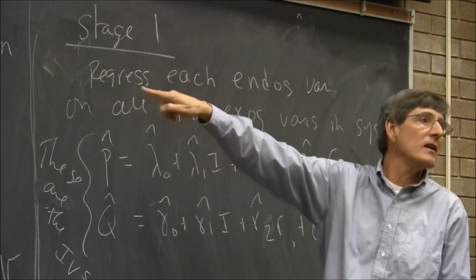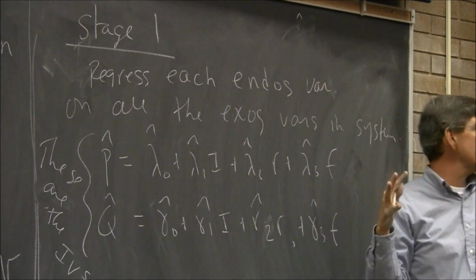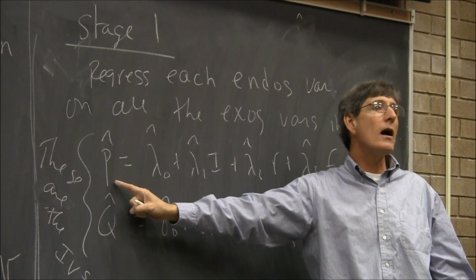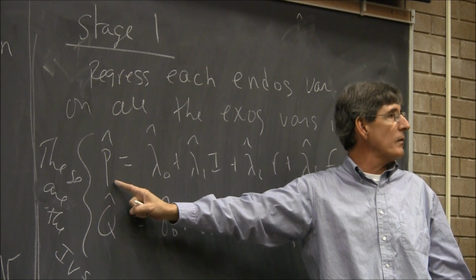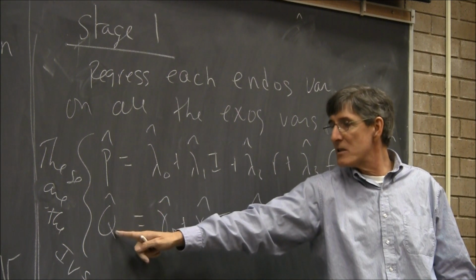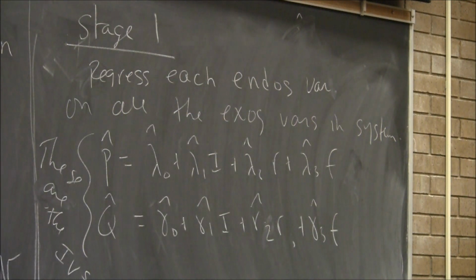AX2 plus BX3 plus CX4. It's just the x's. It's just the exogenous things. So this is exogenous. It's no longer correlated with the error. We've stripped out the correlation part. Same here. This is purely exogenous. So what we've done is just taken each of these equations.